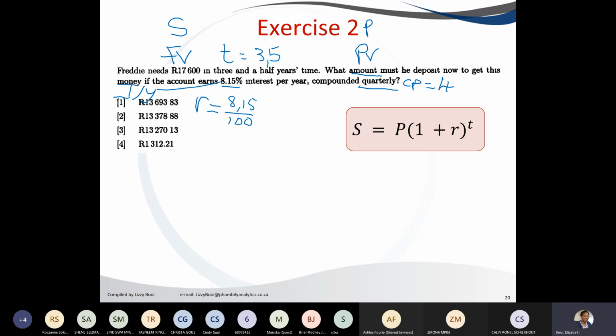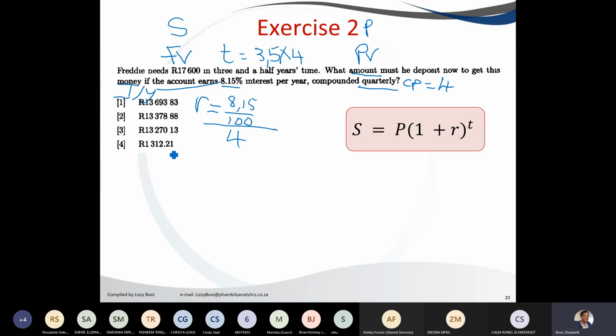4 because it's quarters. Now, with those who are calculating manually, this is where the tricky part is. When you work with two sets of things, you will have to multiply by 4 so that you get your T and come back and substitute into the formula. Once you've calculated this, you will have to divide by 4 this answer. So 8.15 divided by 100 will be 0.0815 divided by 4 will give you your R, and you come and substitute into that formula.